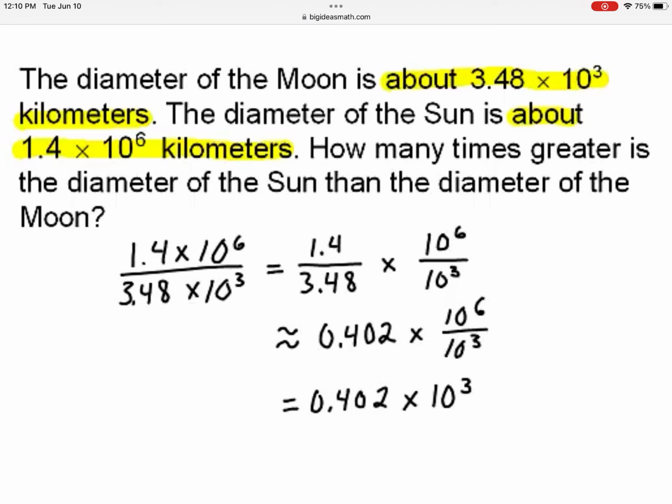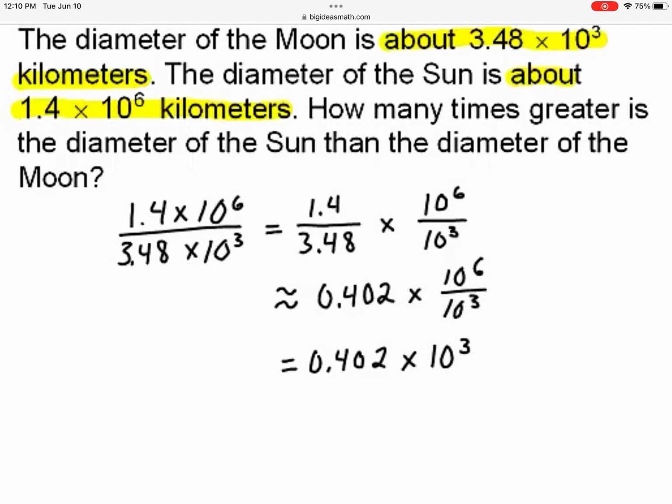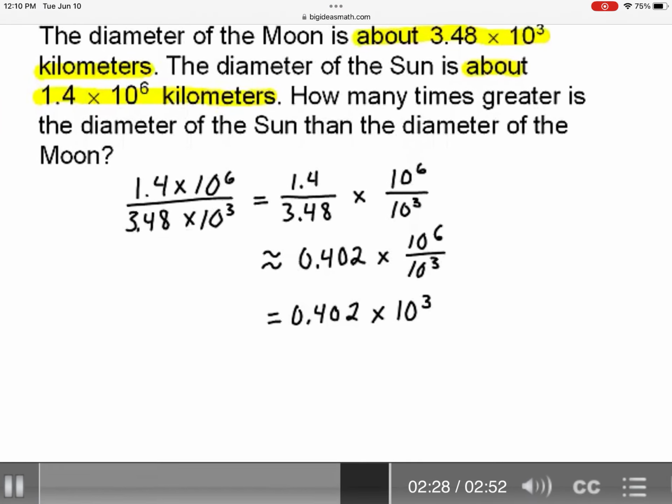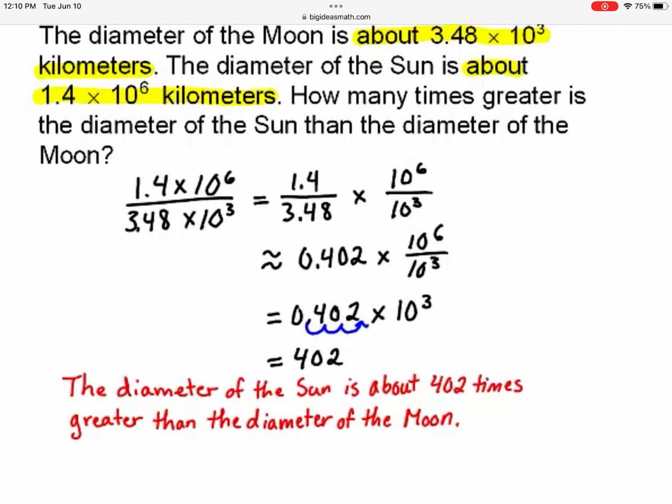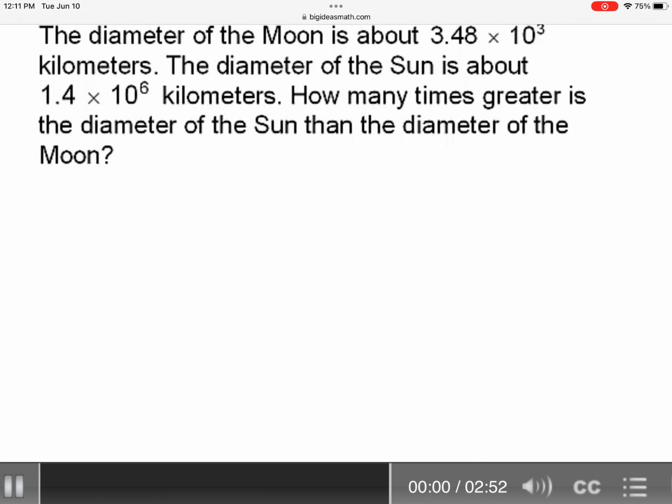Because we are finding the number of times greater the diameter of the sun is than the diameter of the moon, let's write the answer in standard form, so that the comparison is more meaningful. Because the exponent on the power of 10 is 3, we want to move the decimal point 3 places to the right. So we have 402. Now let's answer the question. The diameter of the sun is about 402 times greater than the diameter of the moon.